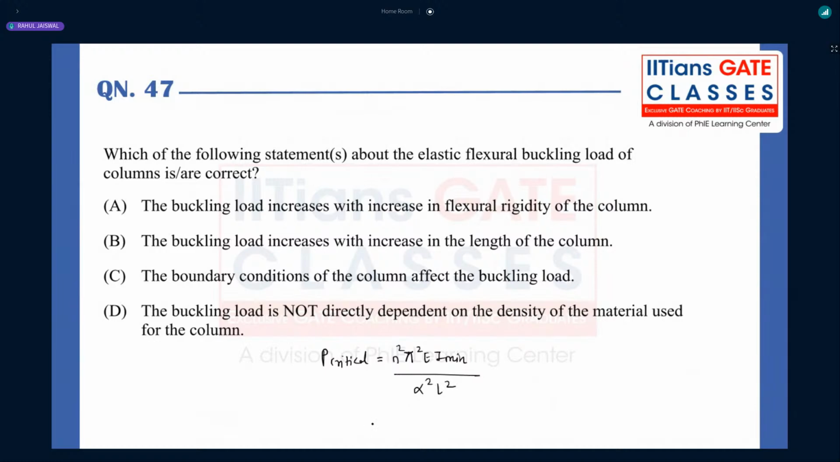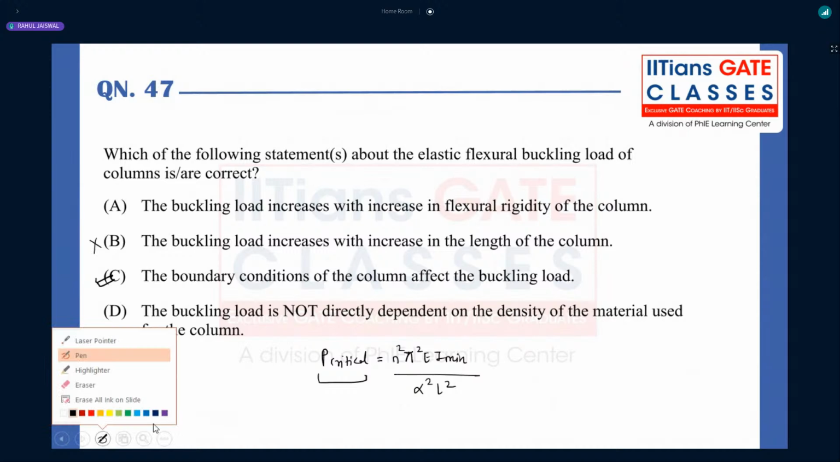Whether it is a fixed column, or a pin column, or a fixed end and one end free. So definitely it will depend on the boundary conditions, right? C will be correct, because based on the boundary condition, you will be getting different values of critical load. For some types of beam, like a fixed beam, you need to apply a little bit more buckling load. So definitely it will depend on the boundary conditions. Buckling load decreases with the increase of the length, right? But here they mention increases, so that is wrong.